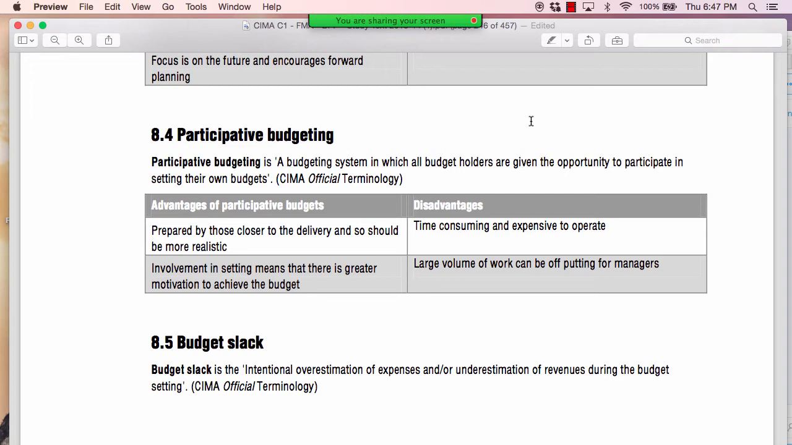Now, if I look at the HR personnel, based on that scenario, they will also have an HR budget, right? They will show an increase in personnel because of the increase in sales. Budget slack is the intentional overestimation of expenses or underestimation of revenues during budget setting. Budget slack is when I have overestimated expenses or underestimated the revenue.